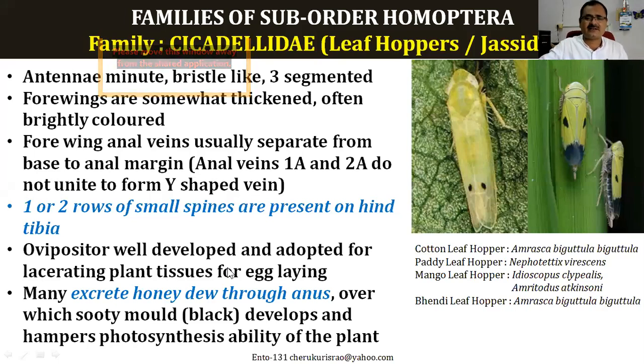The excess water will enter into the hind gut. So the most important taxonomic character is they have one or two rows of small spines on the hind tibia. That's very, very important. And they are wedge shaped, and they actually walk diagonally. They don't go straight, and they have a wonderful piercing and sucking kind of mouth parts. And also they inject toxins into the plant tissues.